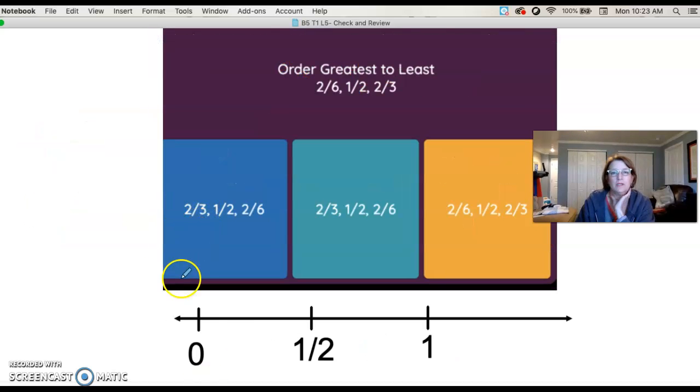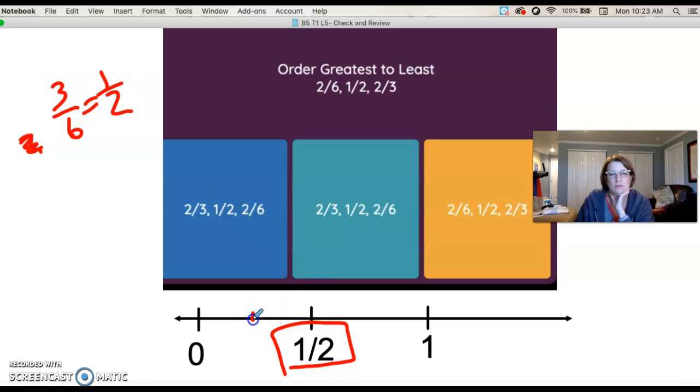Order these from least to greatest. Well, we've got a half, so here's a half. 2/6. Let's see. We know 3/6 is the same as a half, so 2/6 must be smaller. And 2/3, 1.5 is half of 3, so 2/3 is more.